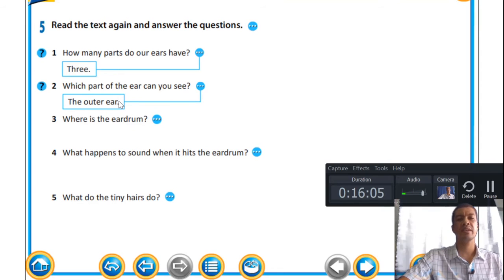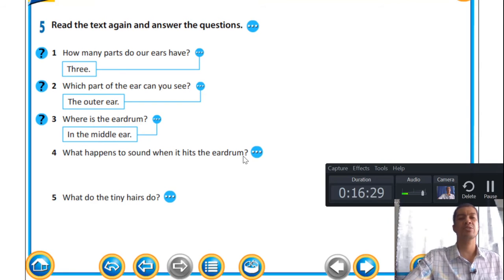You cannot see the inner ear unless you have some sort of a machine and go to an ear doctor that can allow you to see how the ear actually works. But physically you cannot see the inner ear. Right, where's the eardrum? Located right in the middle, and this is the part that you cannot see at all. So what happens to sound when it hits the eardrum? And when we talk about hits, we're not talking about physically hit. So what happens to sound when it enters the eardrum?